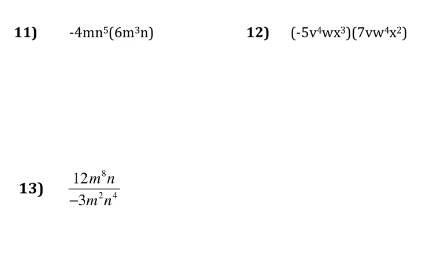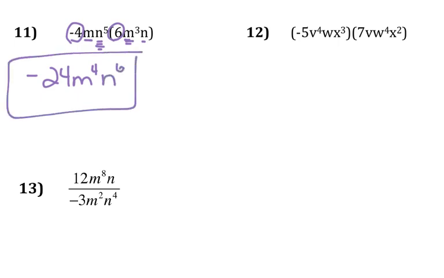Number 11, you're going to do negative 4 times 6, so negative 24. M times m times m times m, so that's m to the 4th power, n to the 5th power, times n is n to the 6th power. Number 12, negative 5 times positive 7 is negative 35. Then we're going to have v to the 4th times v, w times w to the 4th, that's w to the 5th, and x to the 3rd times x to the 2nd.